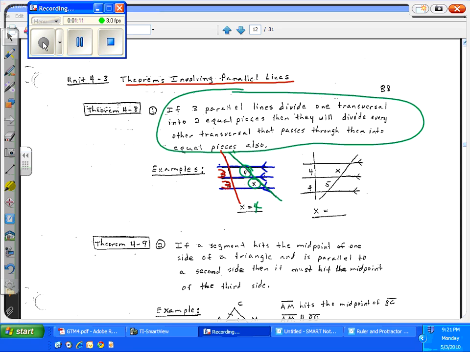If three parallel lines divide one transversal into two equal pieces, then they will divide every transversal that passes through them into equal pieces also, so x equals 5.